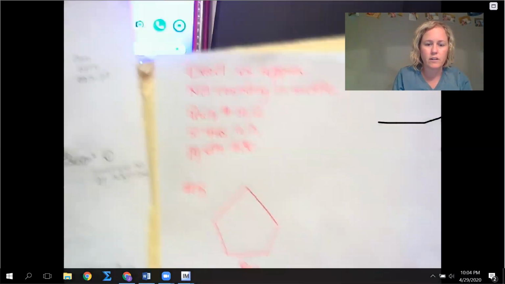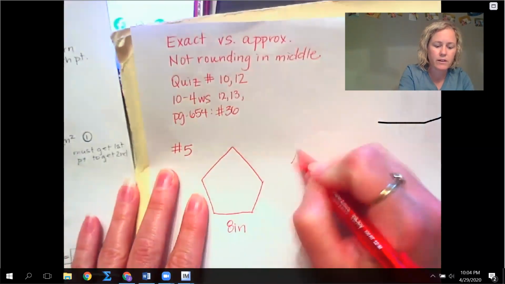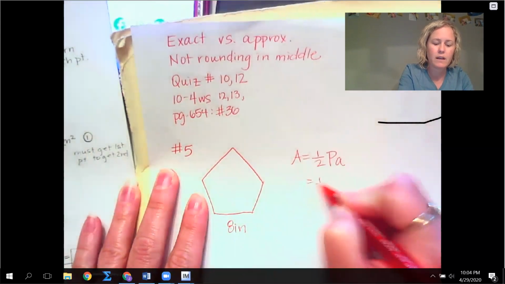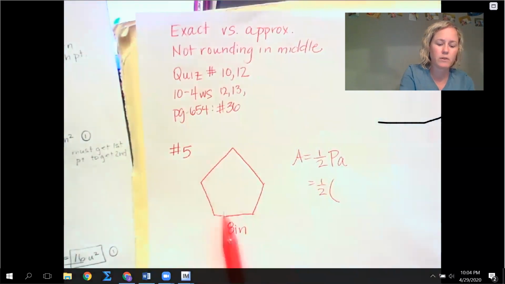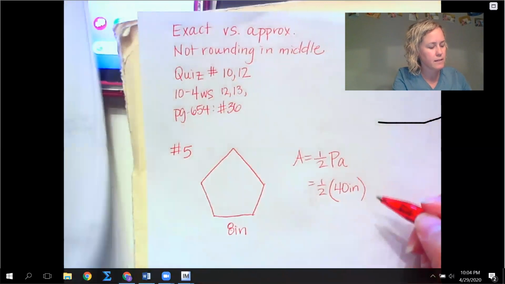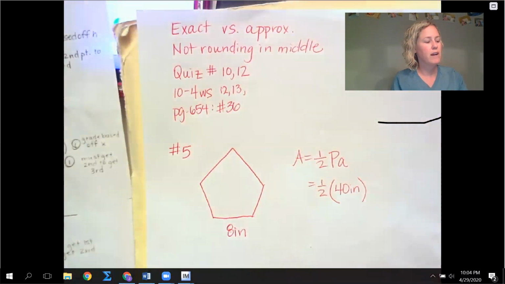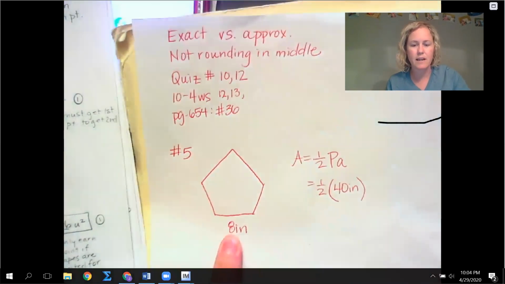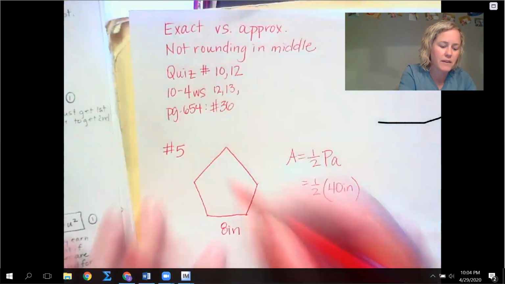All right, so we know to find the area of a regular polygon, we always do area equals 1/2 PA. And we know that our perimeter will be 8 times 5, or 40 inches. It did say in the directions to assume shapes that appear regular are regular. So we're assuming that this is a regular shape. If this side's 8, all sides are 8. So 40 inches is our perimeter. And then we have to figure out our apothem.